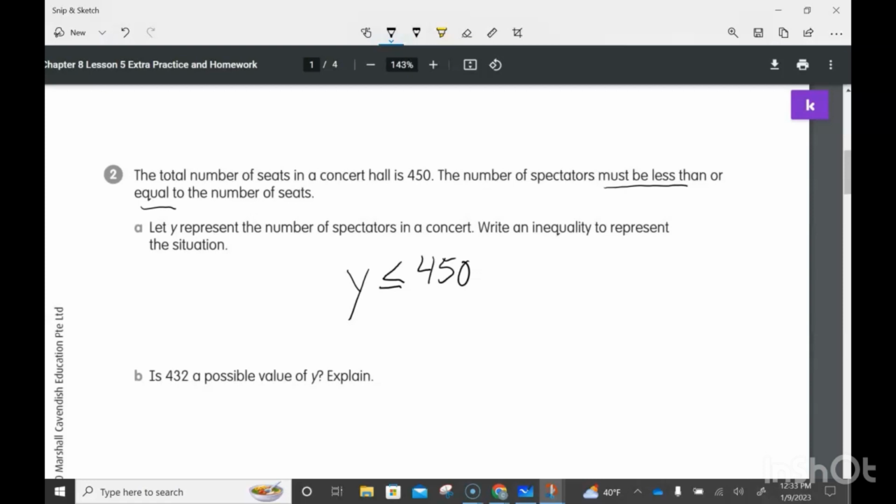And then for letter B, is 432 a possible value of Y? And that would be yes. And we have because 432 is less than 450. That would be the explanation behind letter B. 432 is less than 450, or you can think about it's either less than or equal to 450, but we know 450 would not be equal to 432.